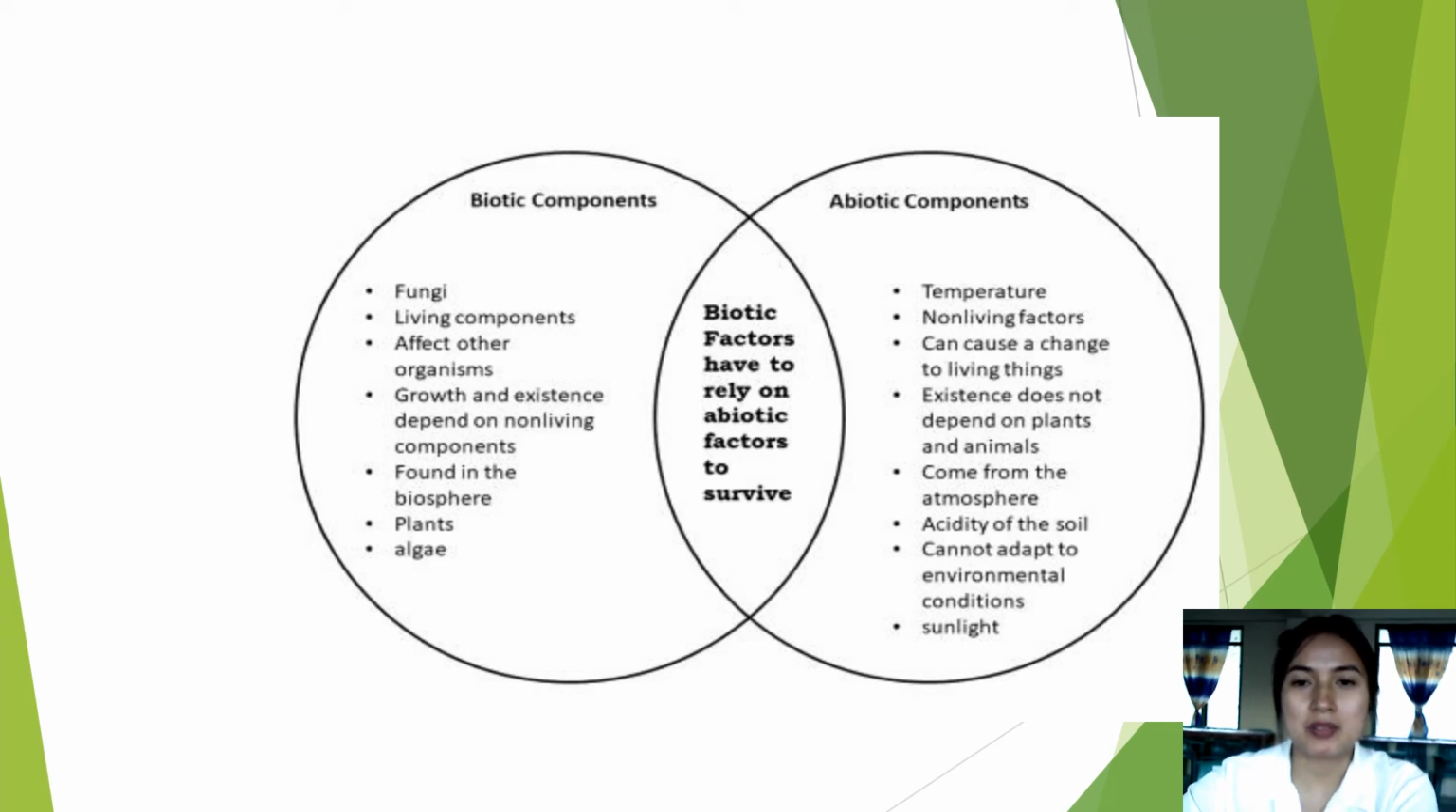Between them, biotic factors have to rely on abiotic factors to survive. Under abiotic components, temperature, non-living factors can cause a change to living things. Existence does not depend on plants and animals. Come from the atmosphere. Acidity of the soil. Cannot adapt to environmental conditions. Sunlight.